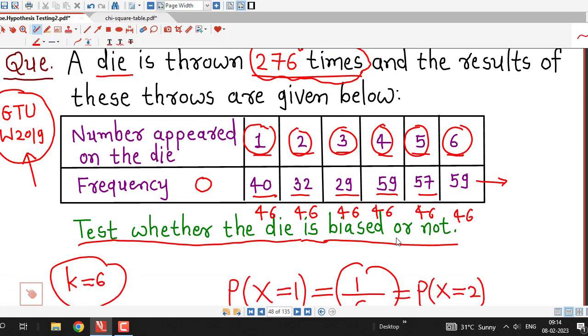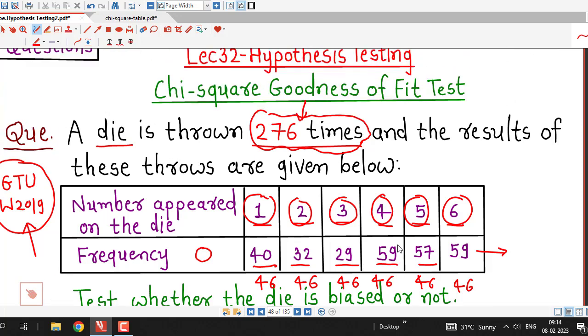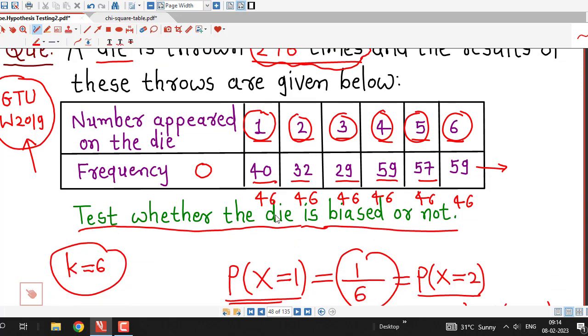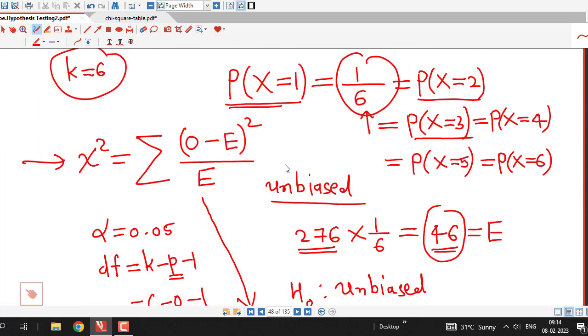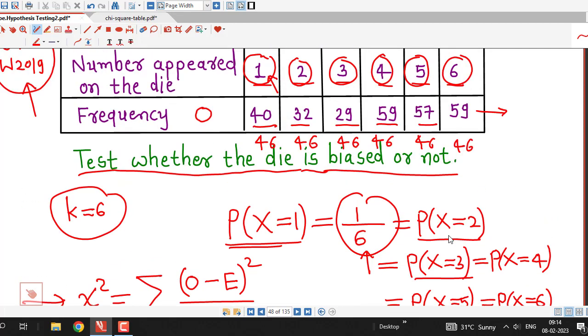and if they ask you to test whether the dice is biased or unbiased, then you should apply the chi-square goodness of fit test, and here you can find out expected frequencies easily. There must be equal chance of occurrence for each of these numbers on the dice, and for that you have to divide the total number of throws, that is 276 here, by 6 possible numbers, and you will have expected frequency 46 for each of these numbers.